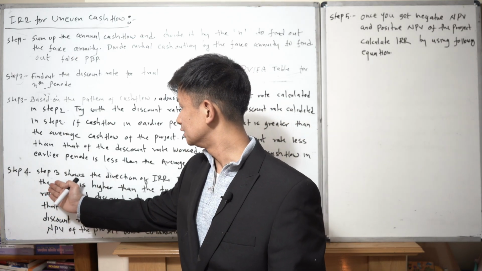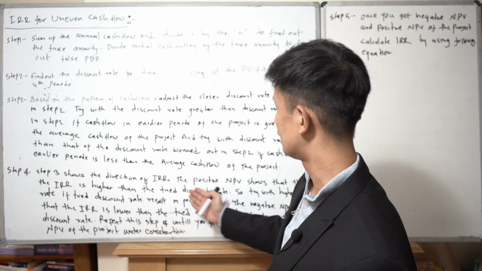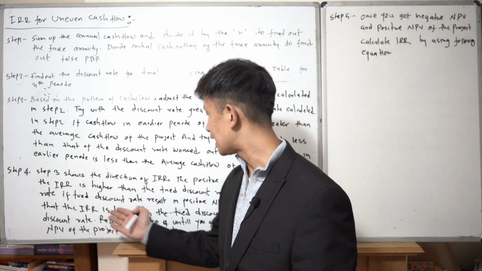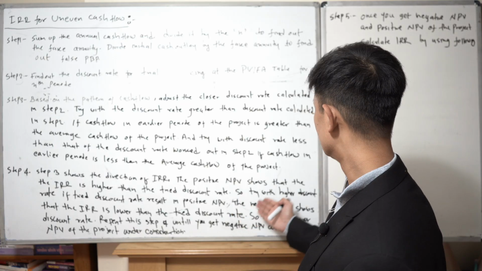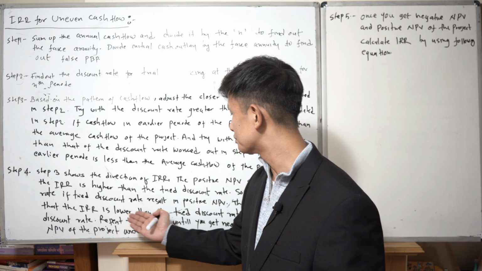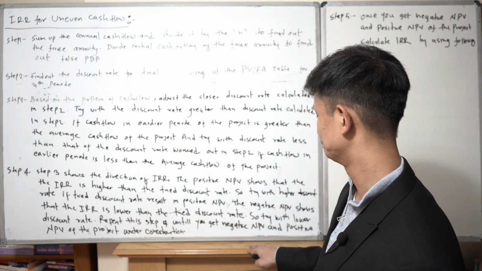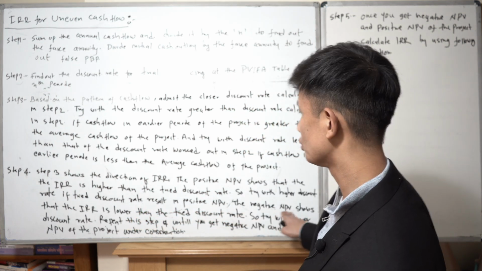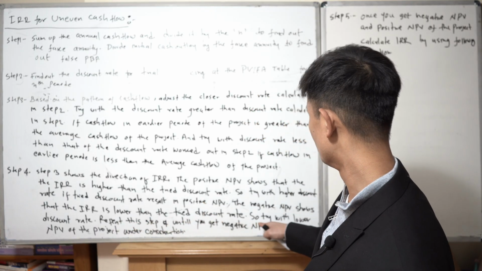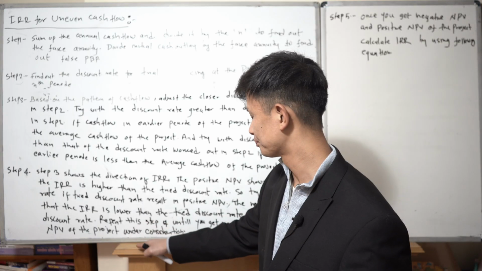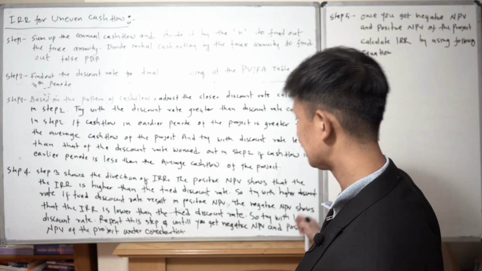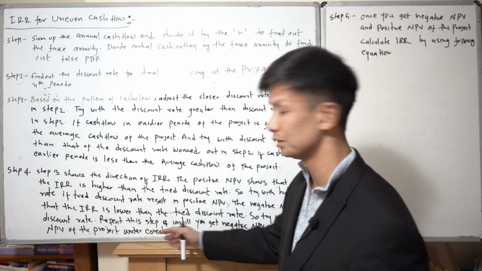In step 4, step 3 shows the direction of the IRR. A positive net present value shows that the IRR is higher than the tried discount rate, so try out a higher discount rate. A negative net present value shows that the IRR is lower than the tried discount rate, so try out a lower discount rate. Repeat this step until you get both a negative net present value and a positive net present value for the project under consideration.